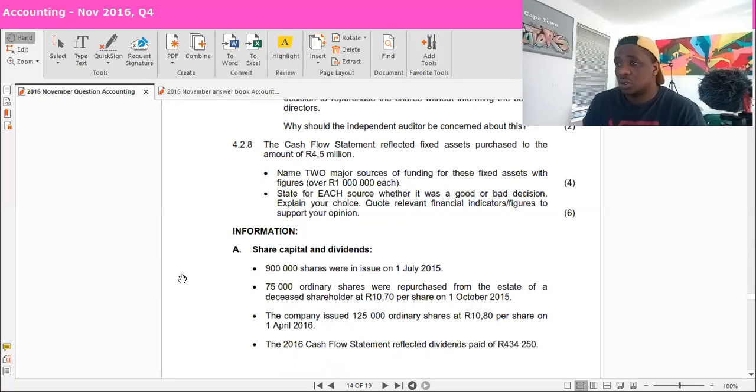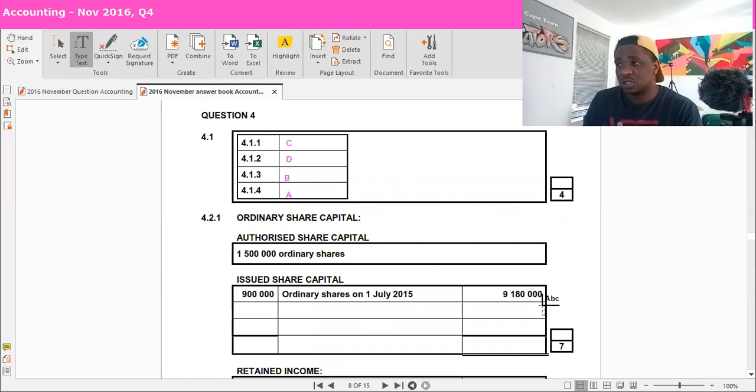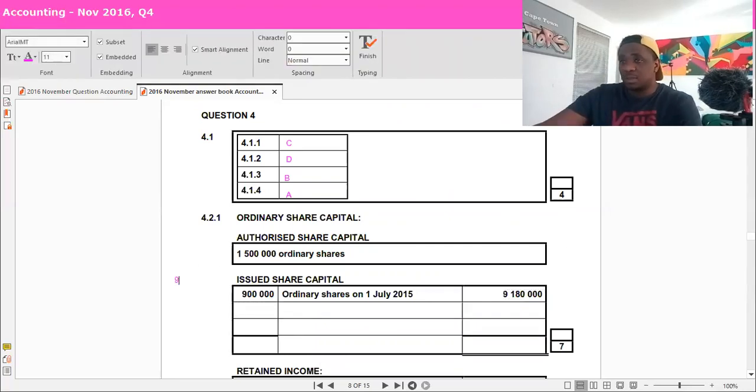Okay, so in this case, we'd have to work out the average issue price and then multiply by the 75,000 shares. To calculate the average issue price, you obviously know that at the time you issued the shares, there were these shares that were in issue. So you would simply take the 9,180,000 and divide that by 900,000. And then your average issue price would be 10.20.